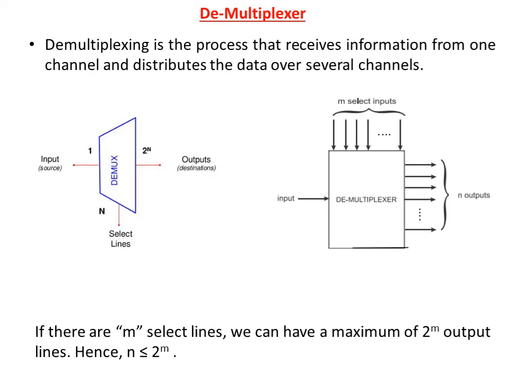Demultiplexing is the process that receives information from one channel and distributes the data over several channels. This is the symbol representation of demultiplexer and this is the block diagram representation. And here the input is 1, the outputs are 2 power n, and there are n selection lines. Similarly, the block diagram representation is here. The input is one channel, the output is 2 power n channels and n number of selection lines.